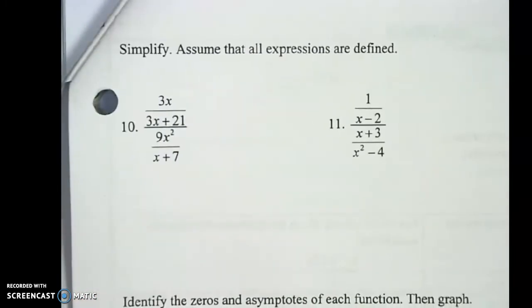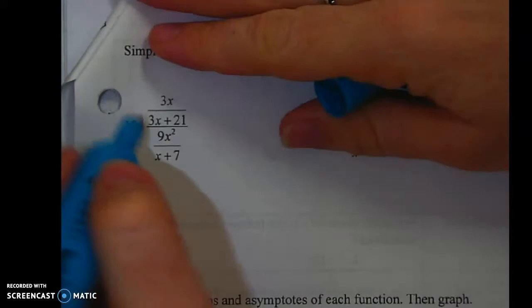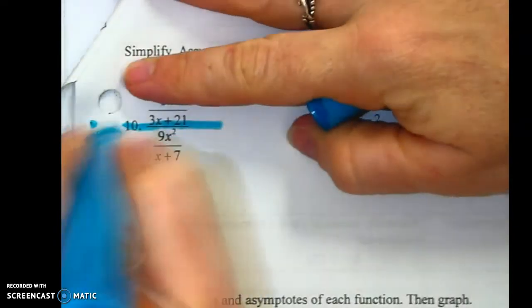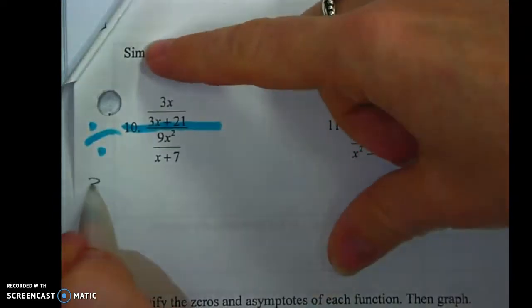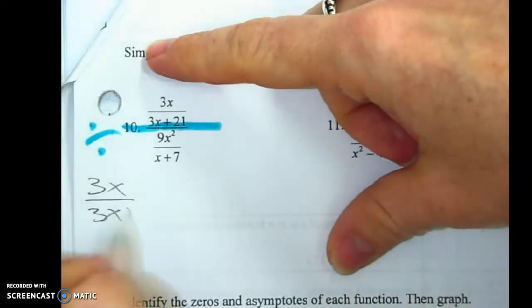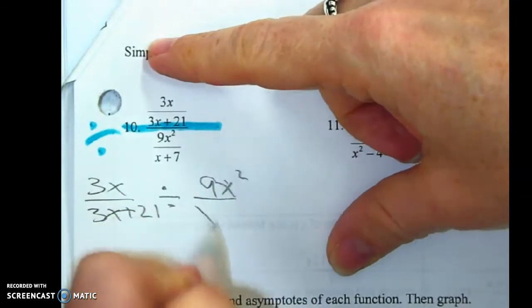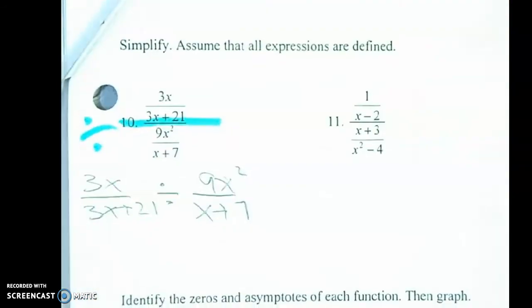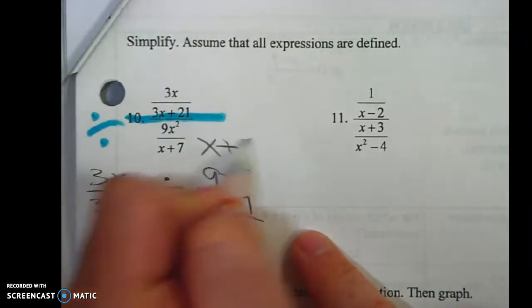All right, these ones are a little bit more complex, so let me go over it. This big line right here means divide. So this is really 3x over 3x plus 21 divided by 9x squared over x plus 7. Which means now whenever it's division, you flip it.